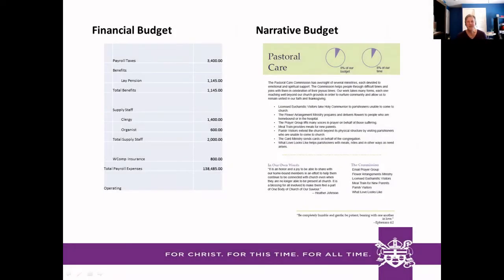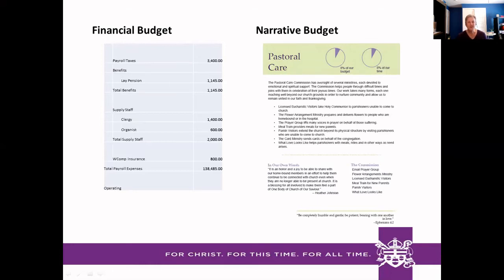So what is the difference between these two budgets? The one on the left is a financial budget, and it provides monetary information and nothing more. The one on the right provides stories that create context for the mission and ministry of your church.